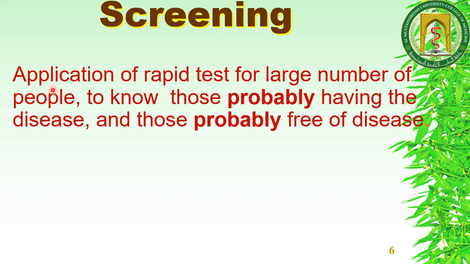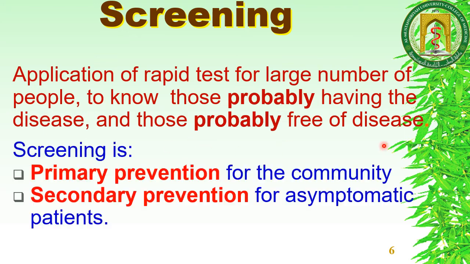Screening means application of rapid tests for a large number of people. Why? To know those who probably have the disease and those who are probably disease-free. We do screening for the community first as a primary prevention for the community, and second as a secondary prevention for the asymptomatic patients.